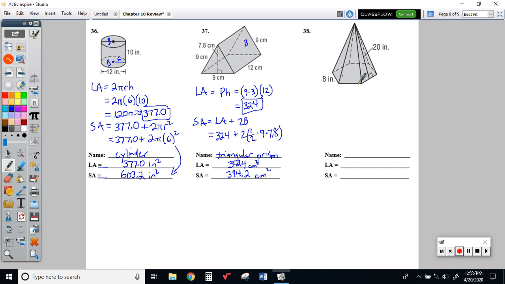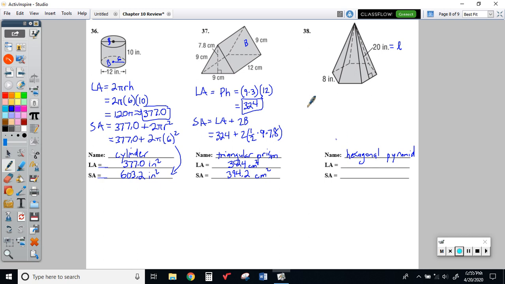And then on this one, we've got this slant height right here. That is L right there for this hexagonal, or I should say hexagonal, not hexagon, hexagonal pyramid.